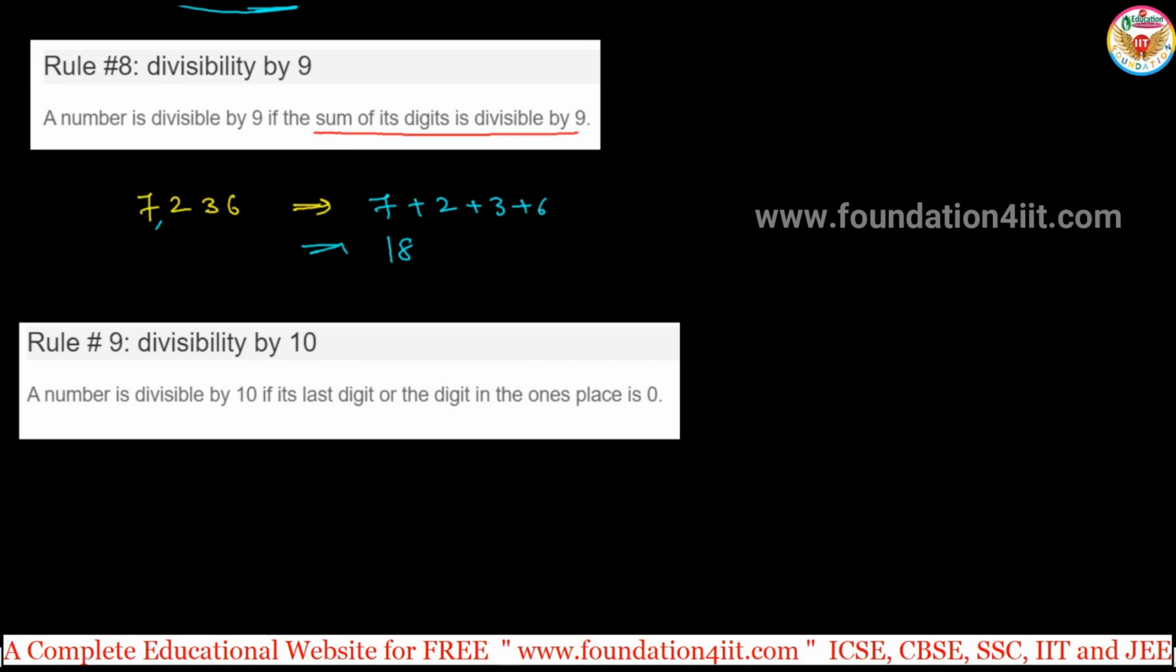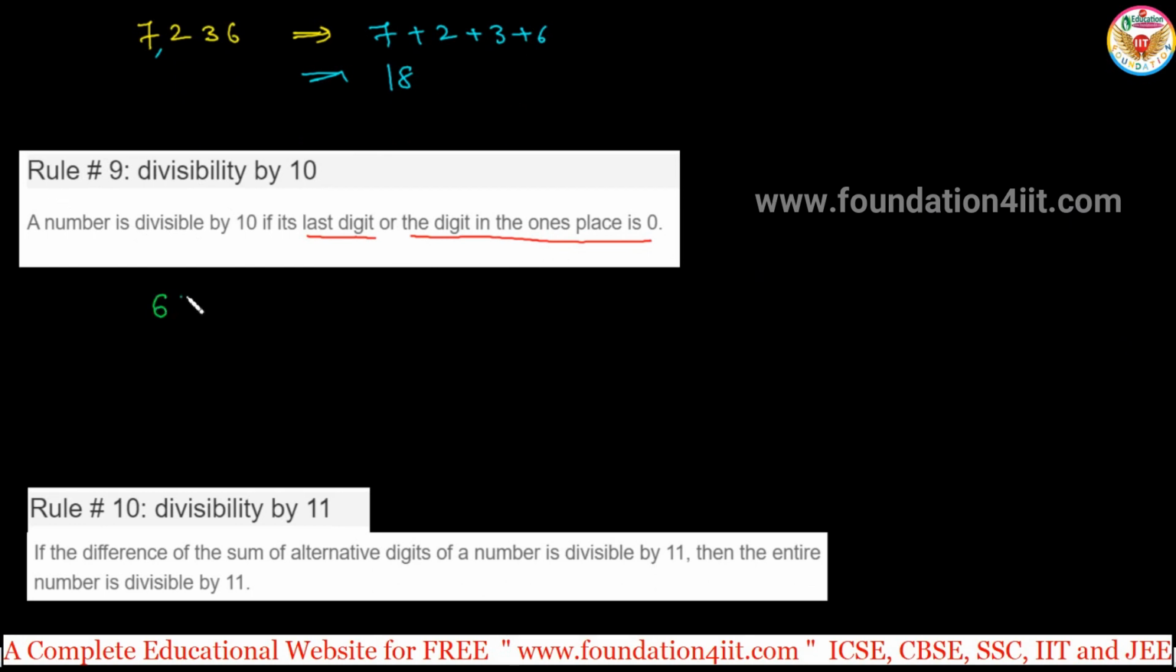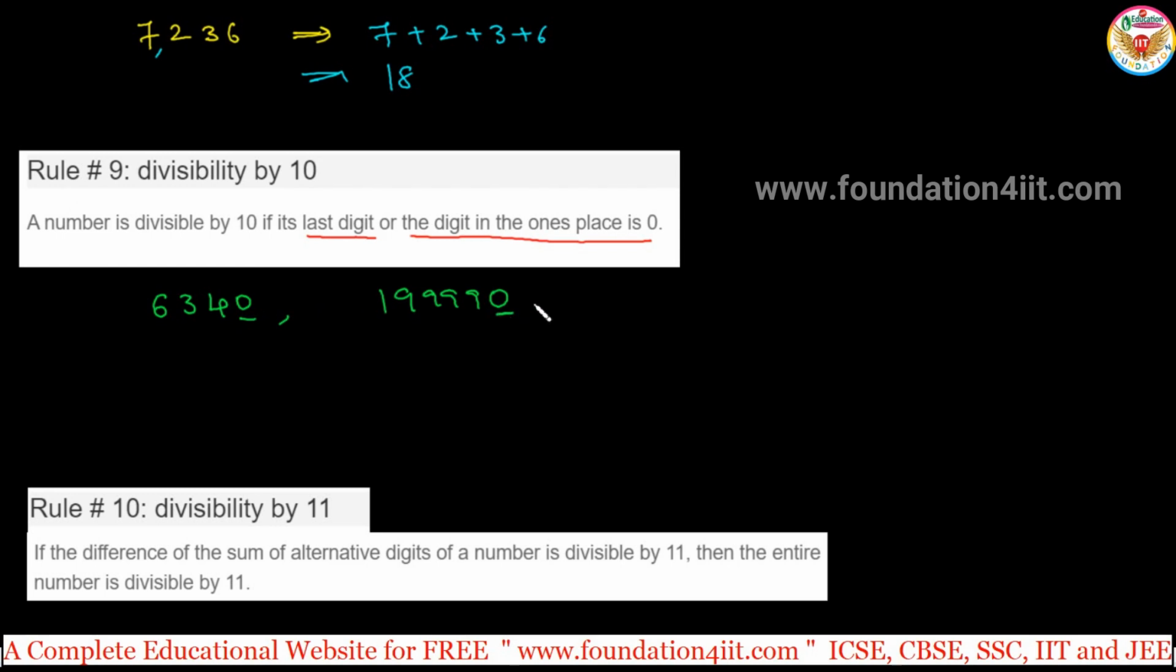And the rule for 10. 10 is simple, just the last digit is 0. The last digit, or the digit in the ones place, must be 0. Any number, for example 6340. So the units place is 0. Okay, any big number, you can keep 0 in the units place, and that is divisible by 10.